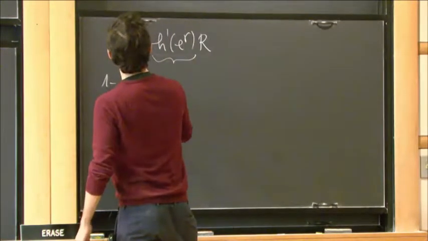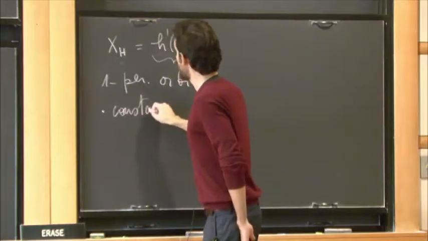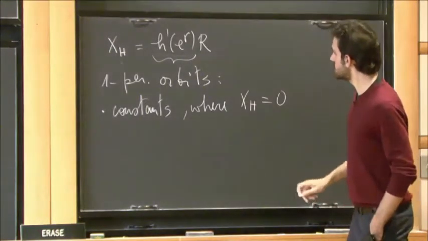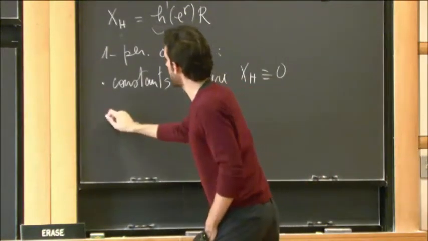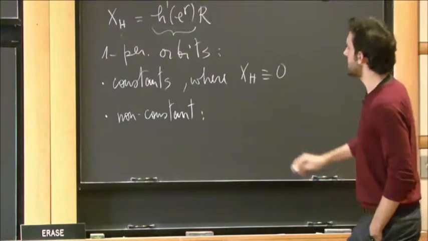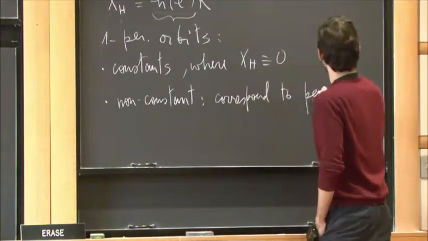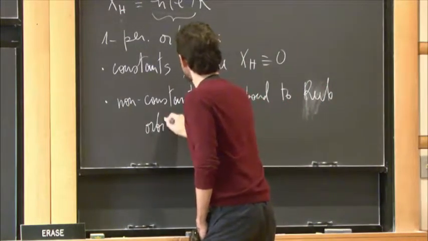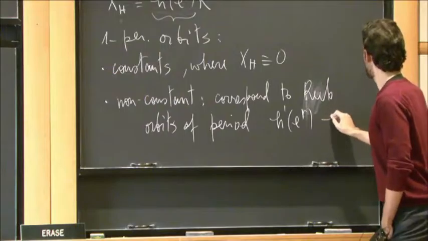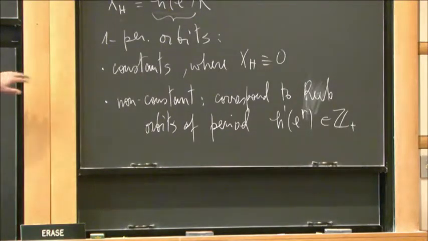So then one periodic orbits are going to come in two flavors. As we've said, we have constants, where the Hamiltonian vector field is equal to 0. And we have non-constant ones, and these correspond to Reeb orbits of period h prime of e to the r, when this is a positive integer. All right, so let's consider these two cases separately.